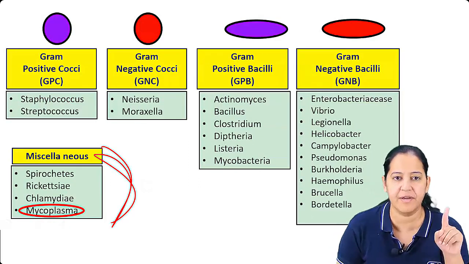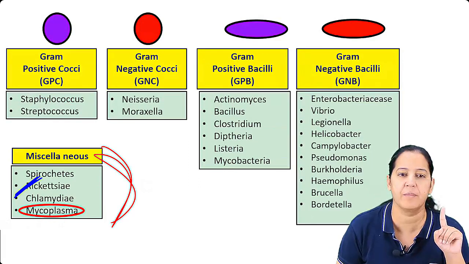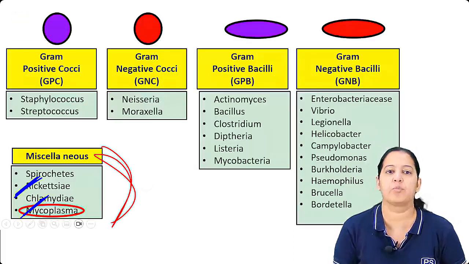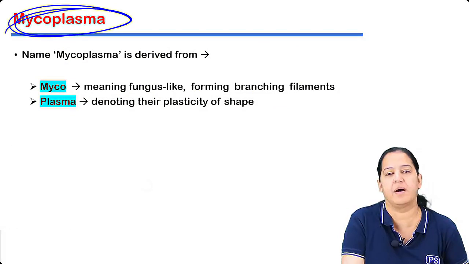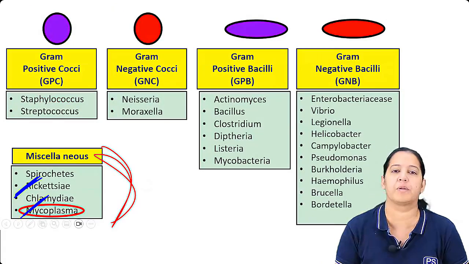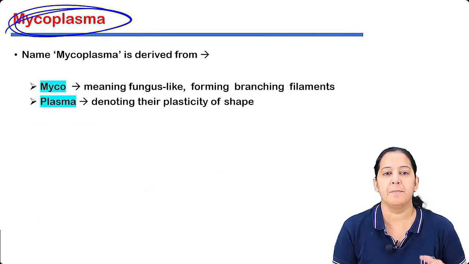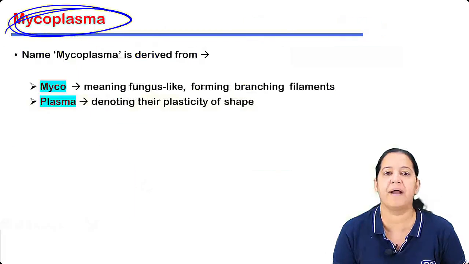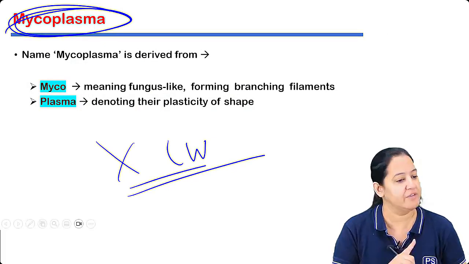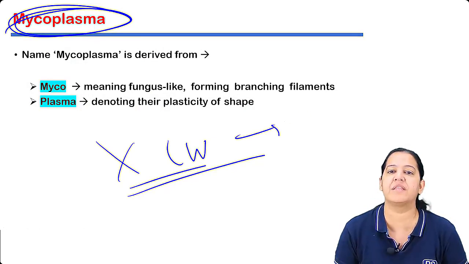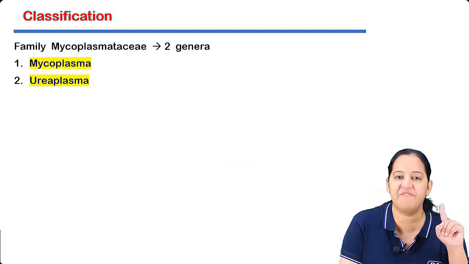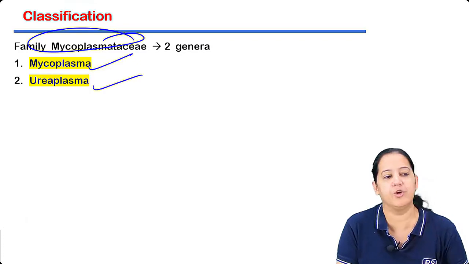In miscellaneous we have already completed rickettsia, and now I am coming to mycoplasma. Mycoplasma is the only bacteria which doesn't have a cell wall. I told you yesterday, the only natural bacteria without a cell wall is the mycoplasma. That's why they are known as jokers. They can change their shape very well. In the mycoplasma family, there are two bacteria, mycoplasma and ureaplasma.